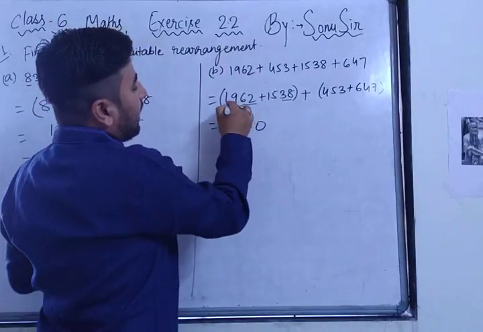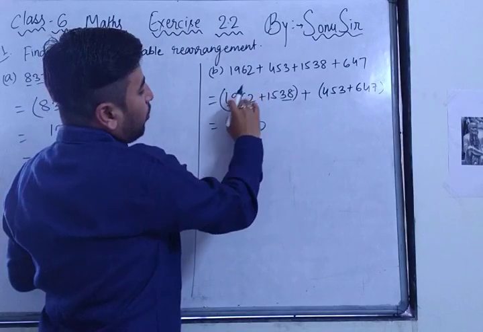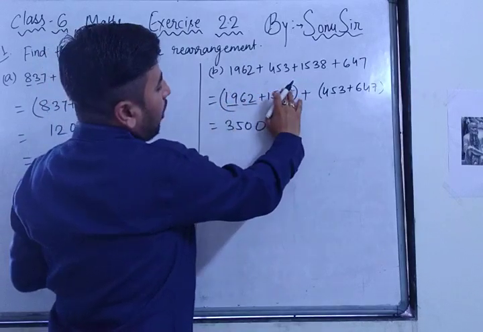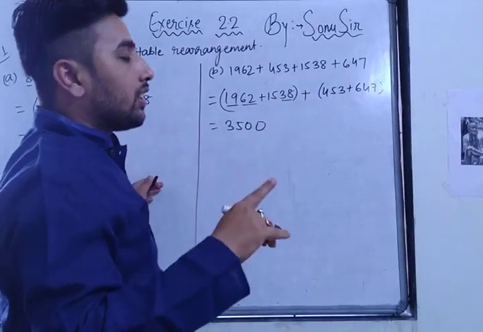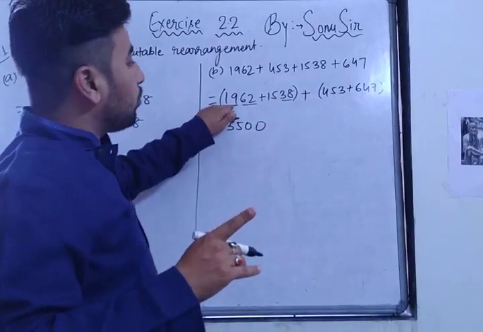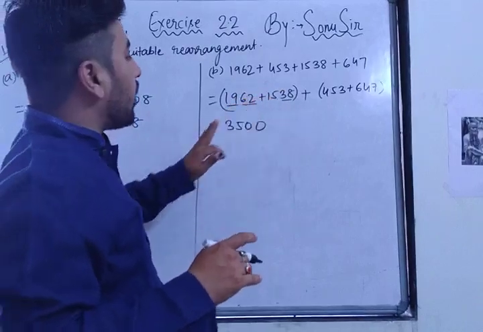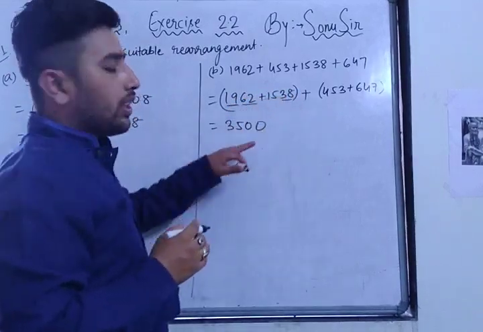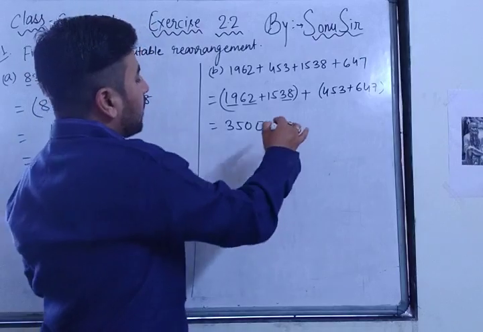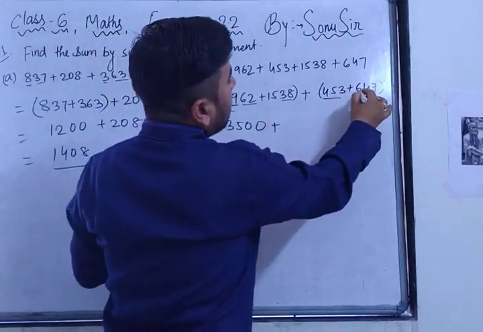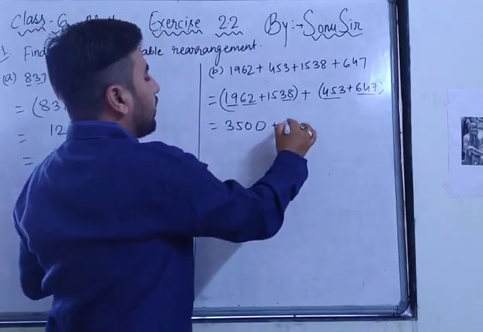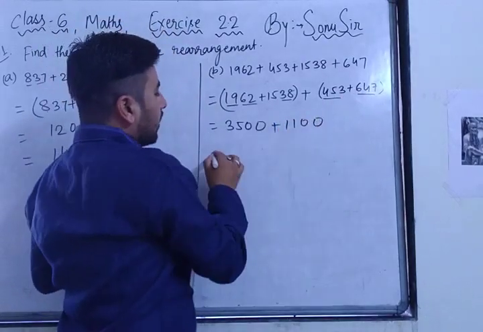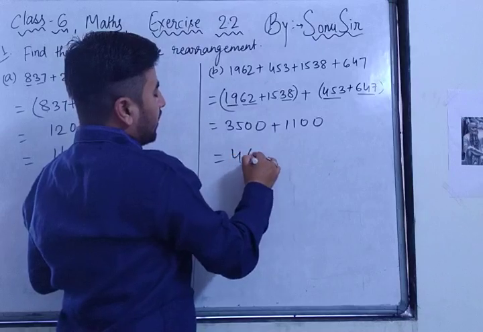Not got it? See here, 1900. Just suppose these are 00. So 1900, and suppose these are also 00. 1900 plus 1500. 19 plus 1 is 20, so 2000 plus 1400 is 3400, and this 62 and 38 is 100, so 3500. Got it? And now suppose this is 400 and this is 600, that is 1000, and 53 plus 47 is 100. So total 1100. So 35 plus 11, 4600.